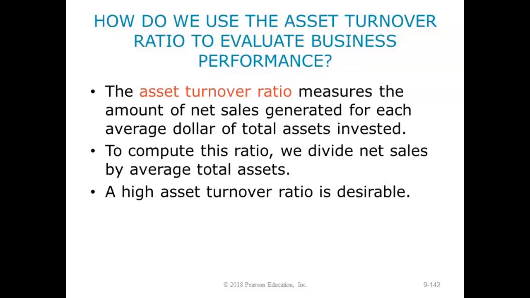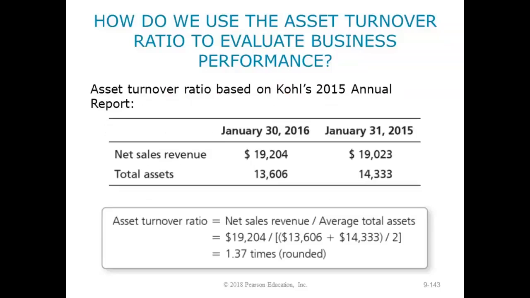So let's take a look at this for Kohl's 2015 annual report. In the asset turnover ratio here, we're going to take net sales, in this case for 2016, of $19,204, and divide it by average total assets. So we've got 13,606 plus January 1, 2015 of 14,333, and we'll divide that number by 2. And I'm coming up with an asset turnover ratio of 1.37 times.